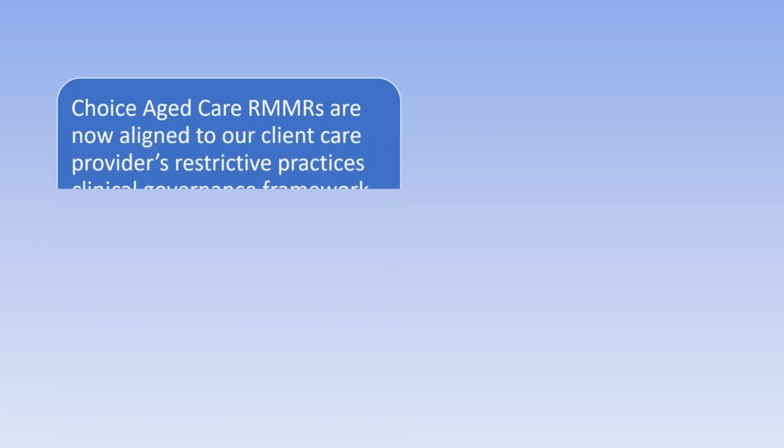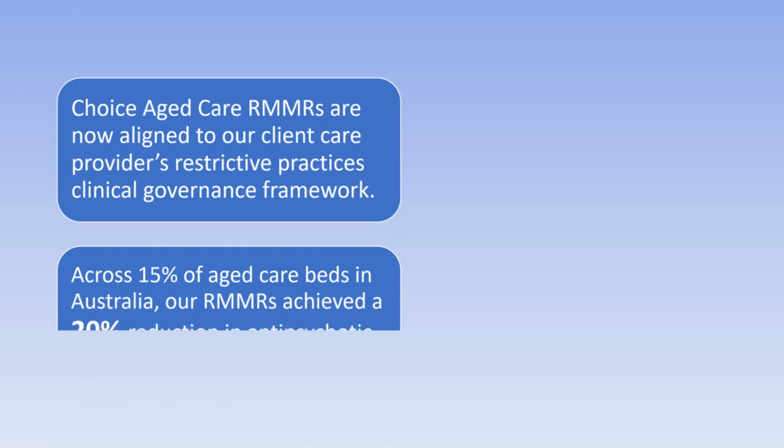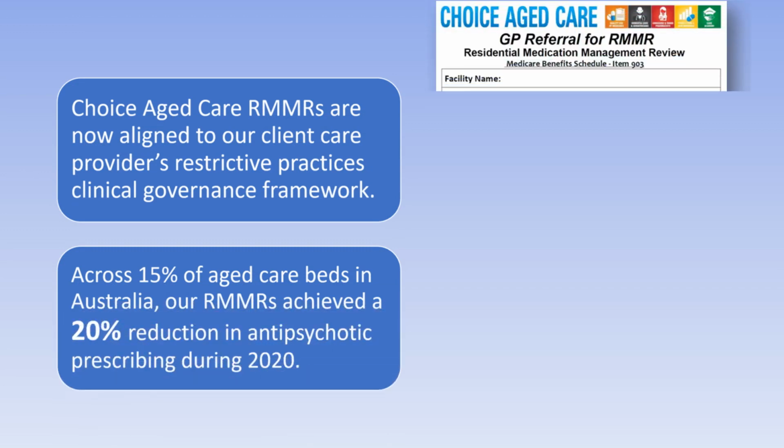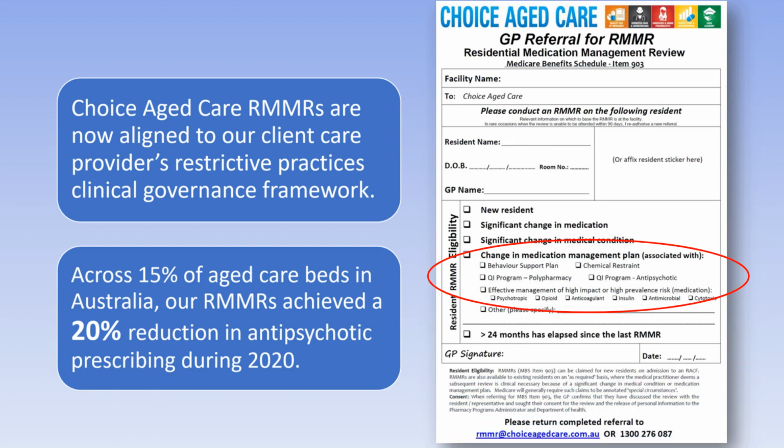At Choice Aged Care, the medication reviews are aligned to the client care providers' restrictive practices clinical governance framework. Last year, across 15% of aged care beds in Australia, the Choice Aged Care medication reviews achieved a 20% reduction in antipsychotic prescribing. So that's pretty significant. It's a very good result.